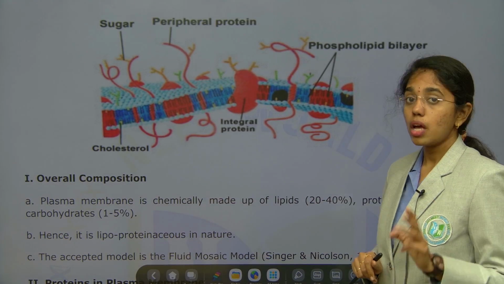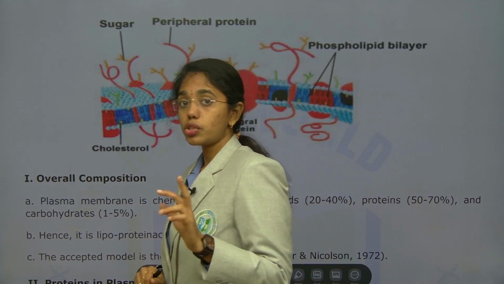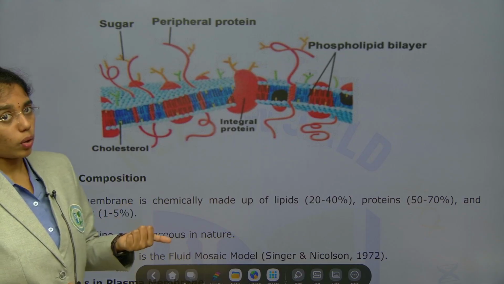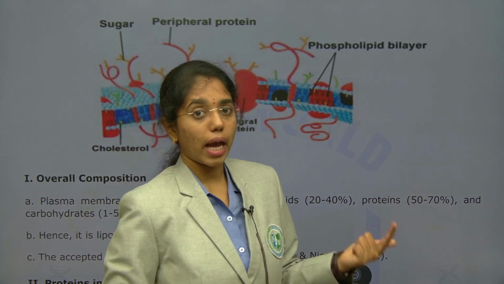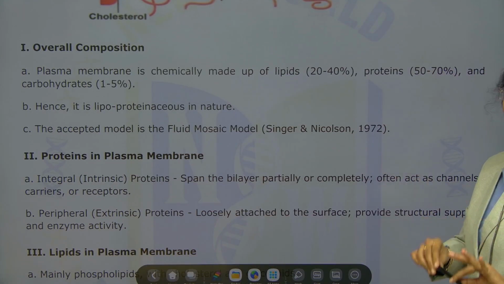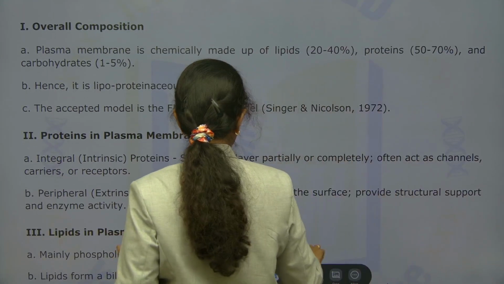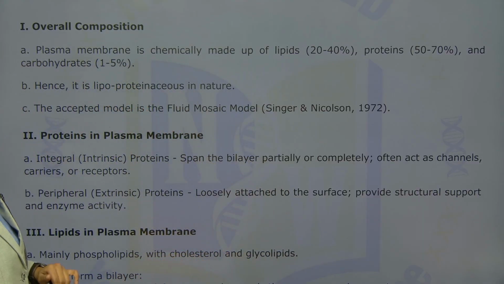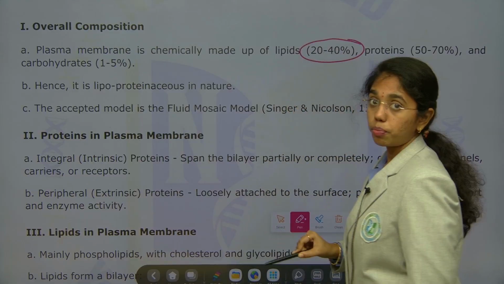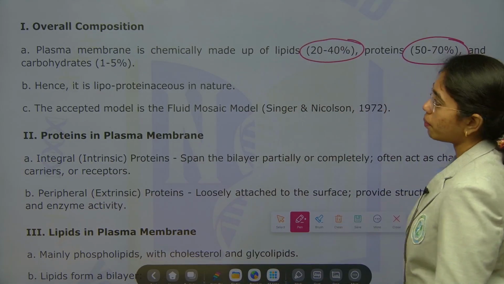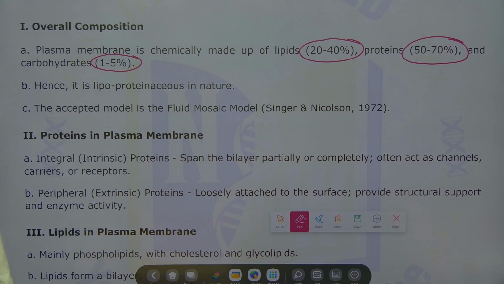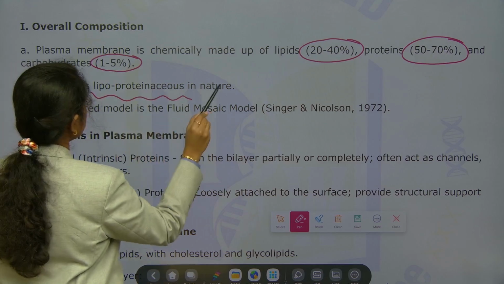And then proteins. Three types of proteins: integral proteins, transmembrane proteins and peripheral proteins. Carbohydrates in the form of glycolipids and glycoproteins. Then also mention cholesterol. Here is the overall composition. The plasma membrane is chemically made up of lipids, 20 to 40%, proteins, 50 to 70%, and carbohydrates, 1 to 5%. Hence this is lipoproteinaceous in nature.